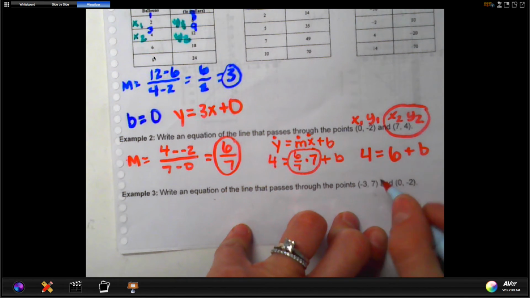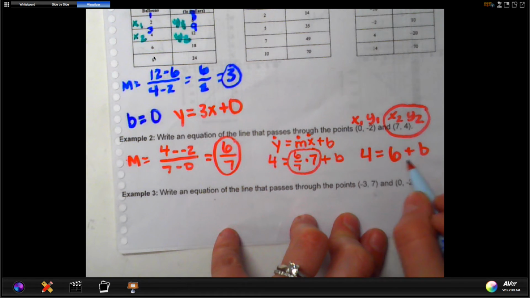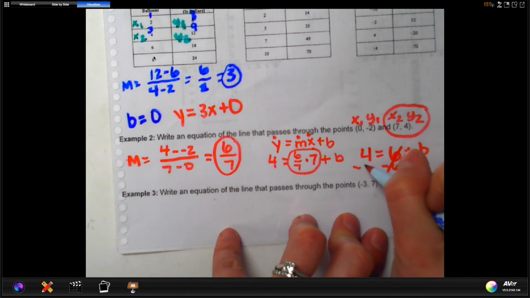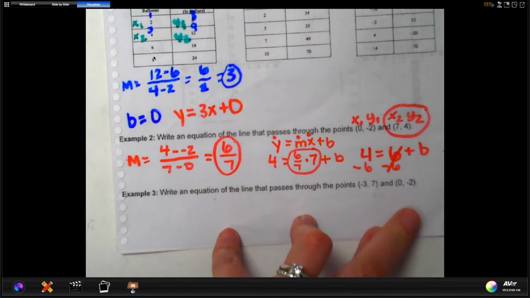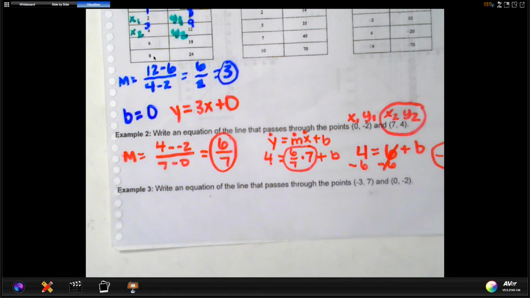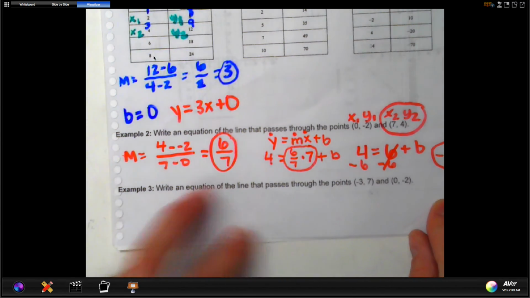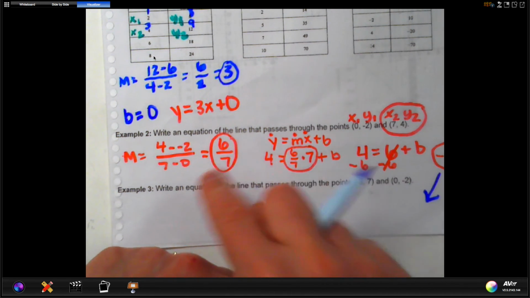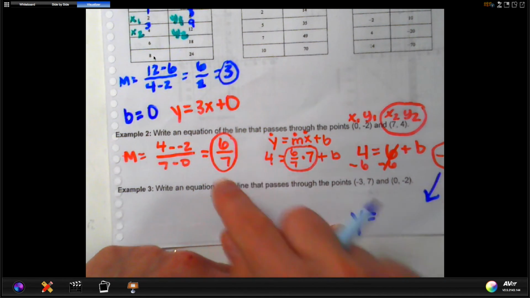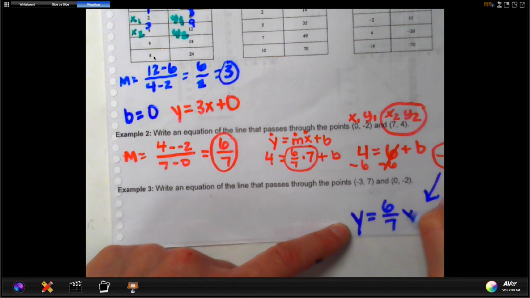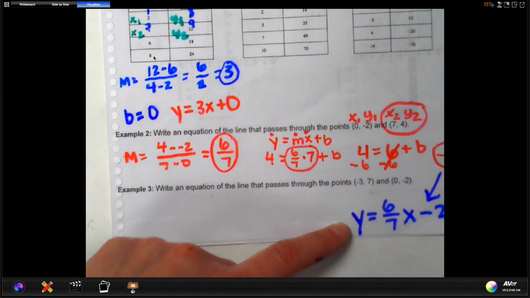Okay, the way we normally do this is we have to get b alone. So the opposite of 6 would be minus 6. That would cancel that, but we also have to do it on this side. So 4 minus 6 is negative 2, and that is going to be our value of b. Now, that's a lot of work, but the final answer is not this. The final answer is to write the equation, and that would be this. I'm going to write it down here for today, but we know that it's going to go with our example 2. y equals, our slope was 6 over 7, x minus 2. y equals mx plus b. And that's our final answer.